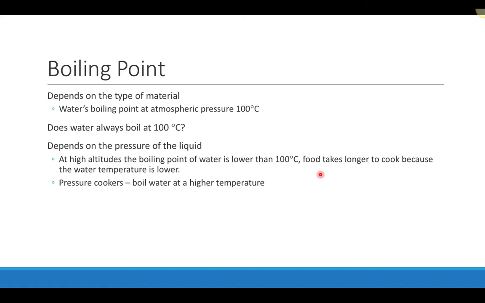So for example, if you are in Colorado and you are up in the mountains where you are at a higher altitude and the pressure is less, then the water will boil at a lower temperature. And because it's boiling at a lower temperature, that's why it takes food longer to cook, because the food has to be heated to a certain amount to cook.